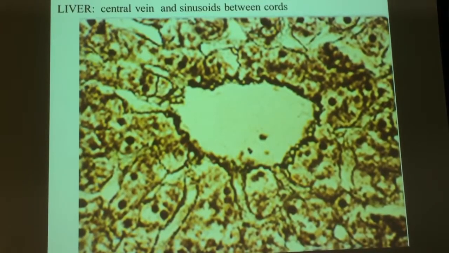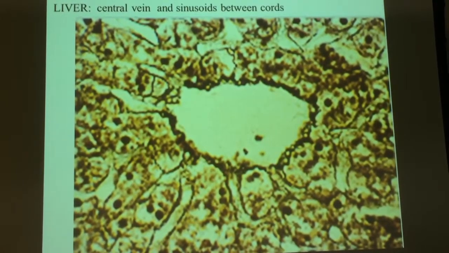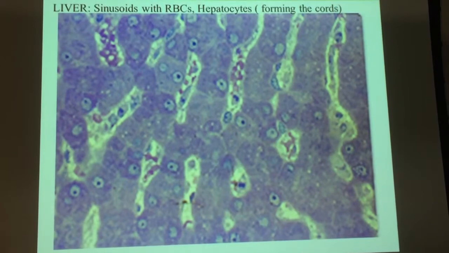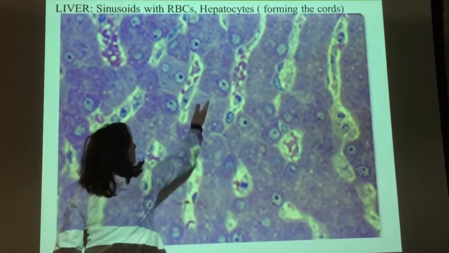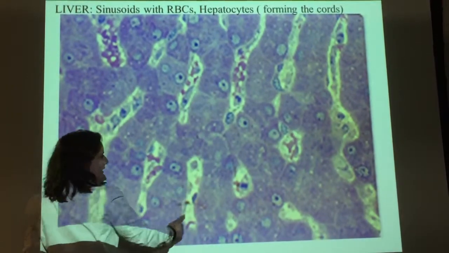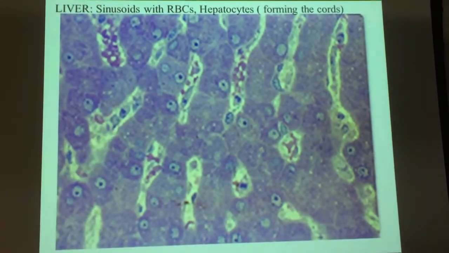Okay, so that's the central vein here. Okay, and again, you can see this much better. These are the hepatocytes, and the laminae, which are just layers of hepatocytes, and these are the sinusoids, the spaces.